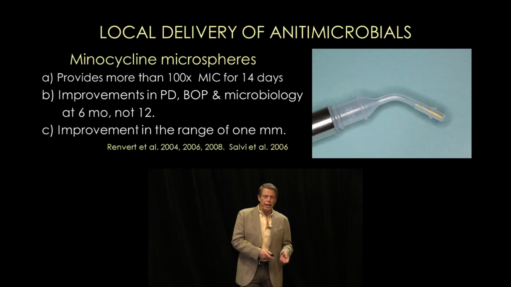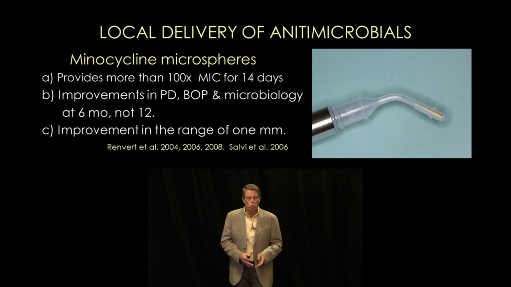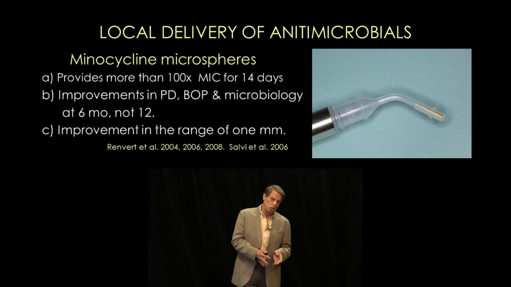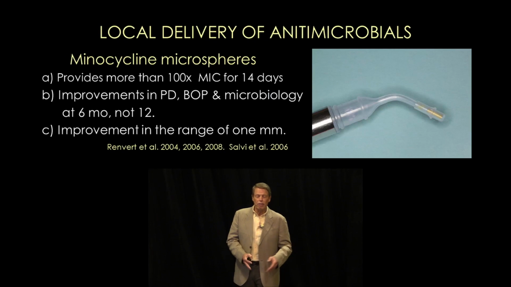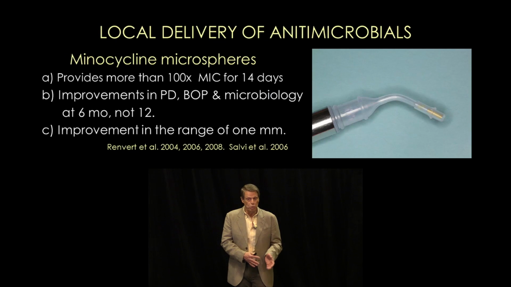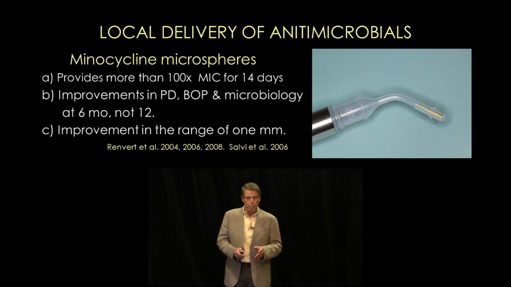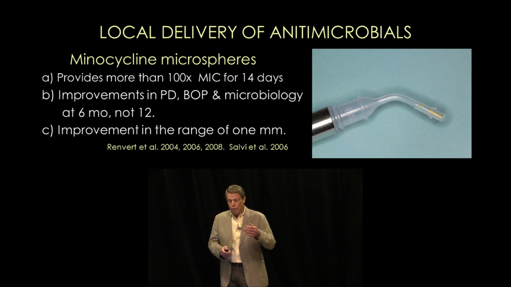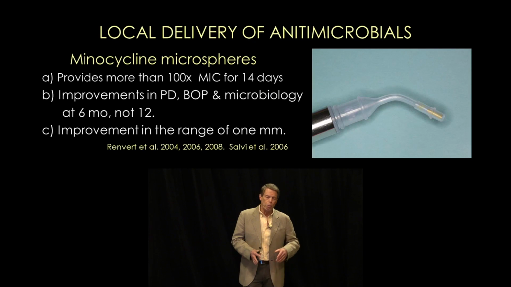In order for a local antibiotic to be effective, it has to produce at least 100 times the minimum inhibitory concentration for about 7 to 10 days. Minocycline microspheres give us over 1,000 times the minimum inhibitory concentration for 5 days, and then taper off and still provide more than 100 times the minimum inhibitory concentration for up to 14 days. The improvements in pocket depth and bleeding upon probing you see at 6 months, but not 12.